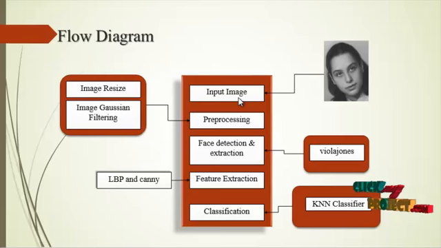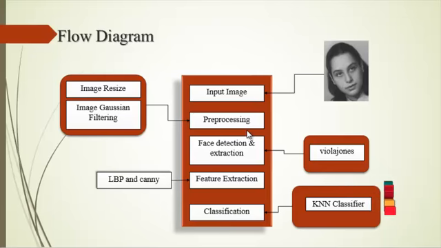First of all, the input image. In the input image there are many types of images, that is, various ages to be estimated in the dataset. In the pre-processing step we apply image resizing and Gaussian filtering, and then for face detection and extraction we implement Viola-Jones. Then for feature extraction we calculate the LBP and Canny, and then for classification we use the KNN classifier.